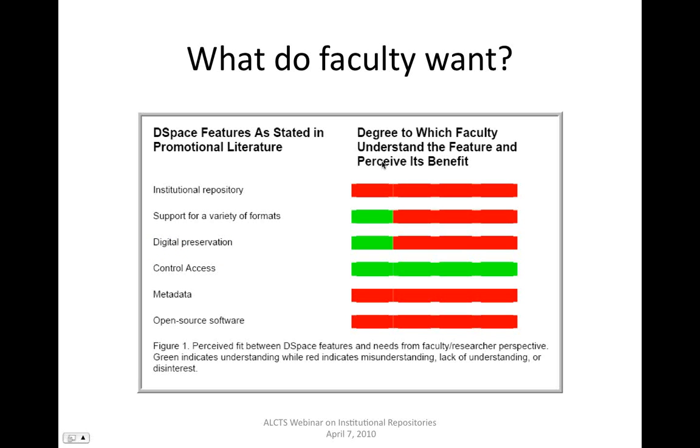So here's part of what they found at Rochester. Substitute any IR platform for DSpace here. DSpace happens to be the IR platform that was in place at the time at Rochester, but the attributes mentioned are common to most or all IR platforms. The green represents a high level of fit between faculty desires and system features. The red indicates gaps. So, for example, the term institutional repository doesn't seem to resonate with faculty, nor do they care about metadata or about whether the IR is open source or not.